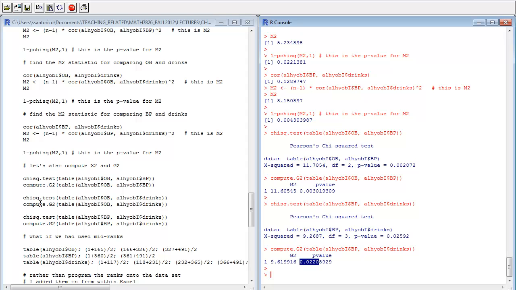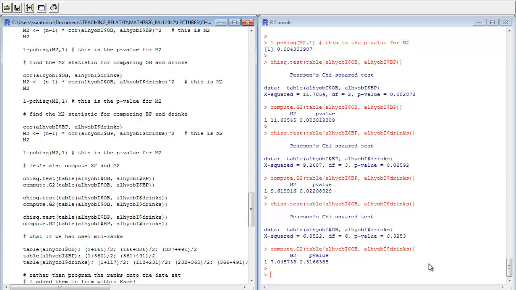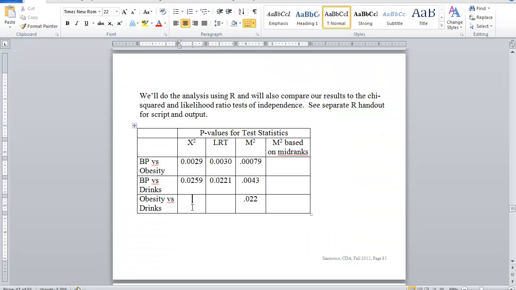And then our last set, so the last row had obesity versus, did I mix those up? Oh yeah, obesity versus drinks, that's correct. So I execute that, and that is 0.3253 versus 0.3166. All right, so that's going to be something interesting to come back to. But let's do the mid-ranks as well.